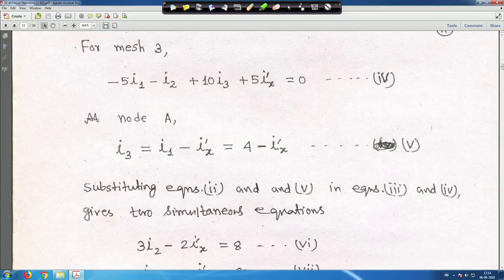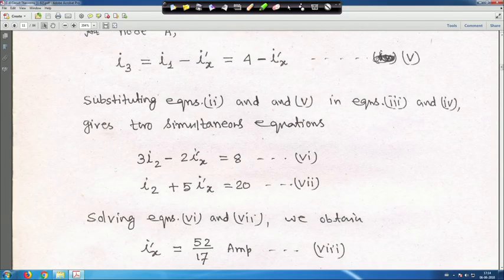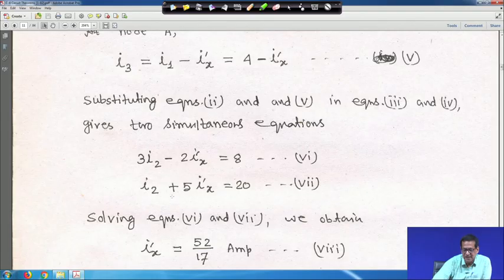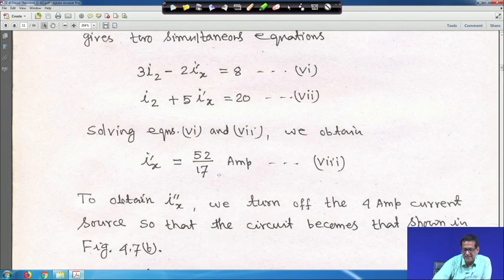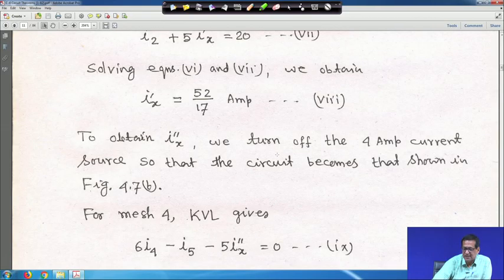So, substitute equations 2 and 5 in equations 3 and 4. After this, you get two simultaneous equations: 3 I2 minus 2 Ix dash is equal to 8, and I2 plus 5 Ix dash is equal to 20. If you solve these two equations, you will get Ix dash equal to 52 by 17 ampere. Now, to obtain Ix double dash, again you turn off the 4 ampere current source, as we have seen. That circuit becomes the one shown in figure 4.7b, which we have also shown.